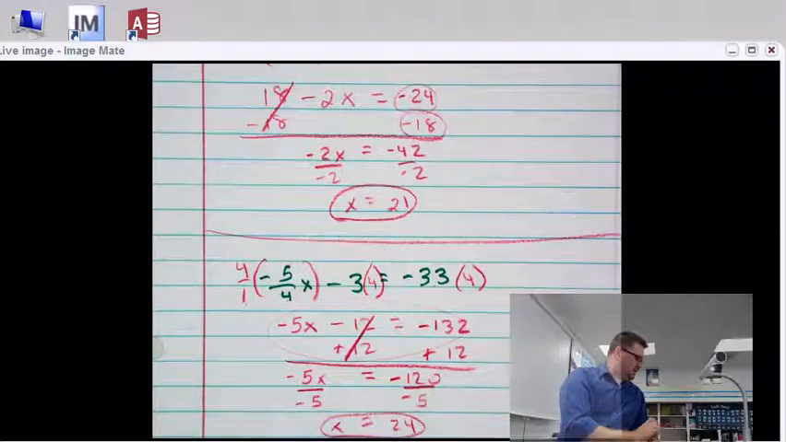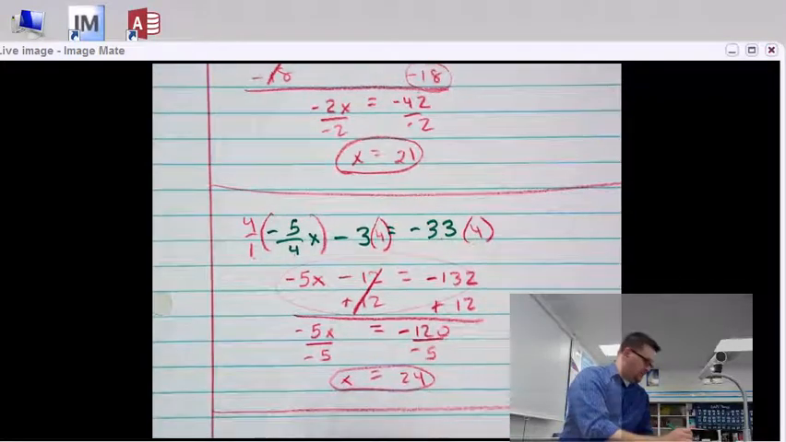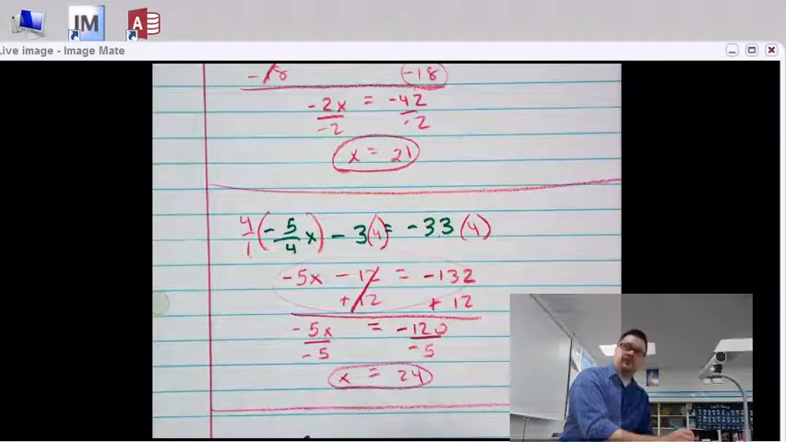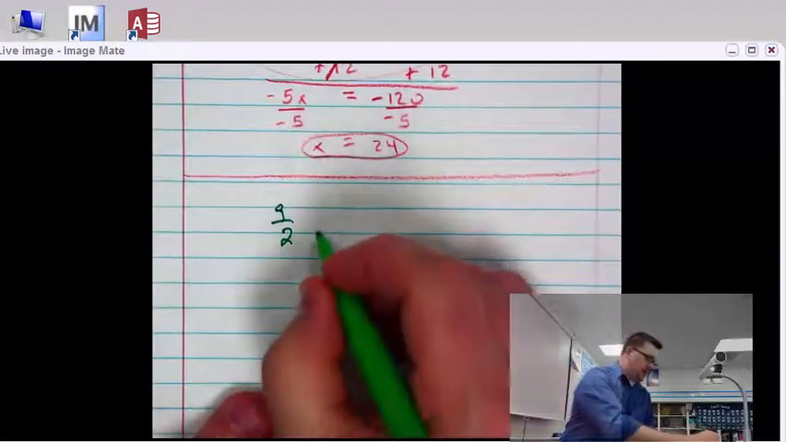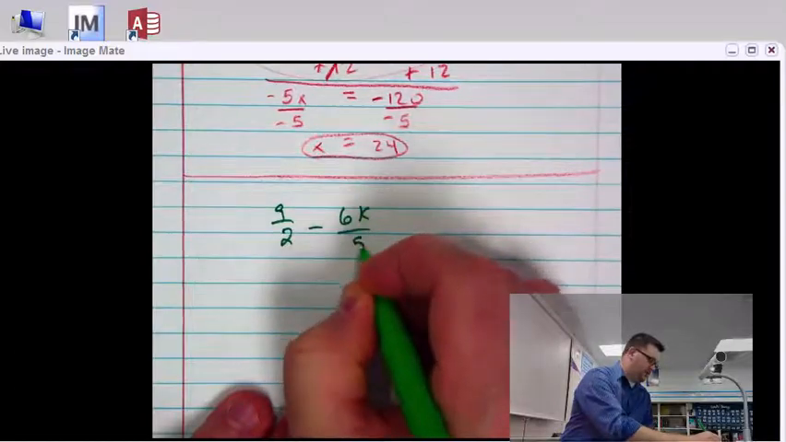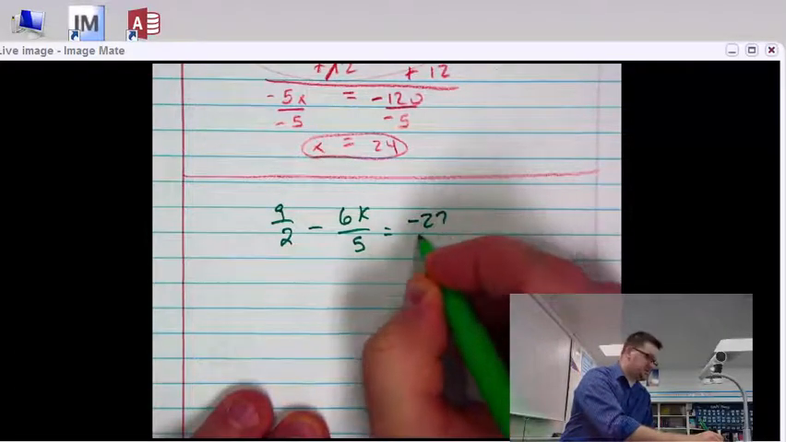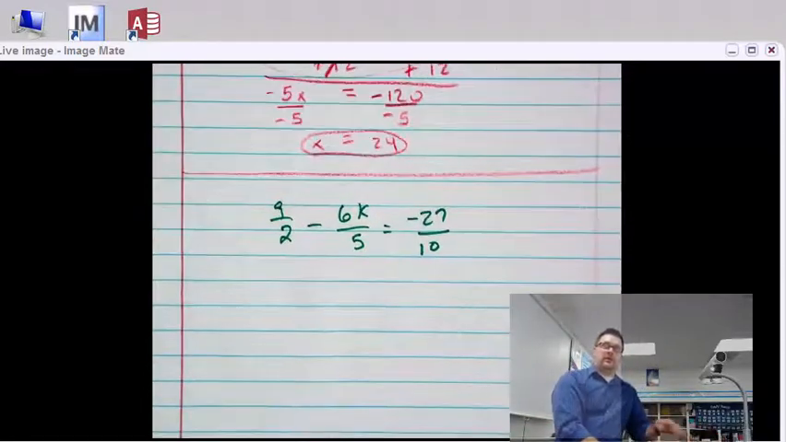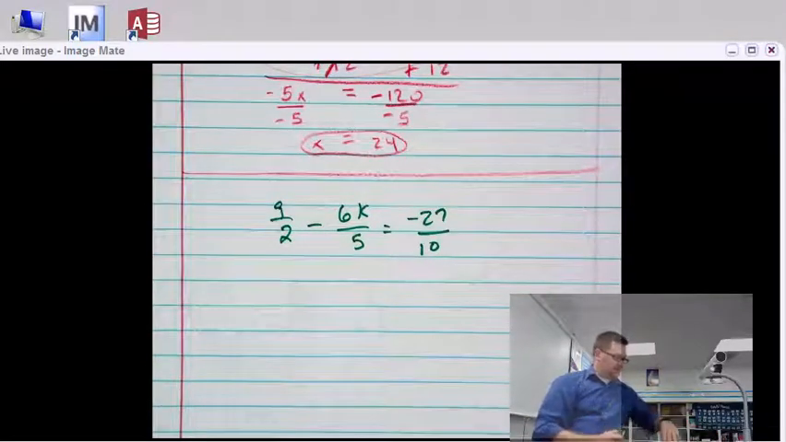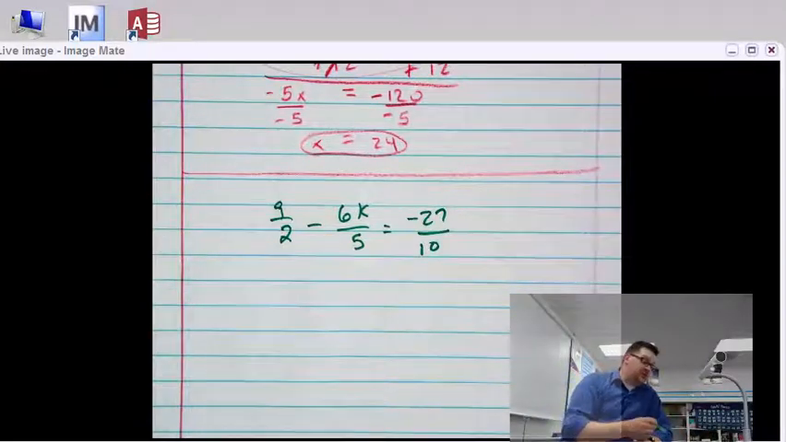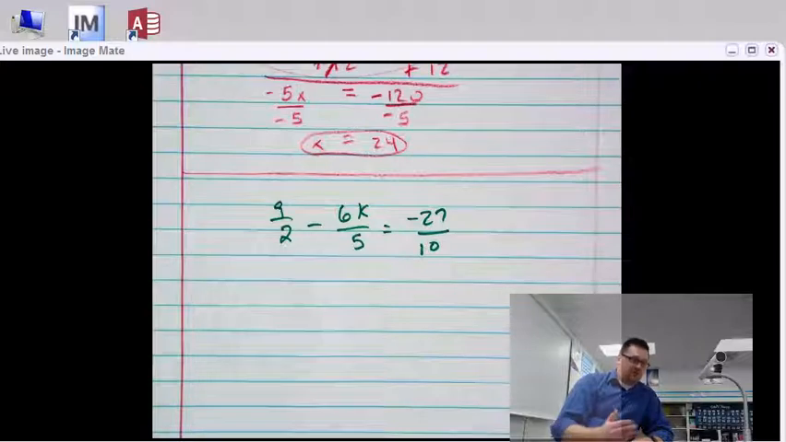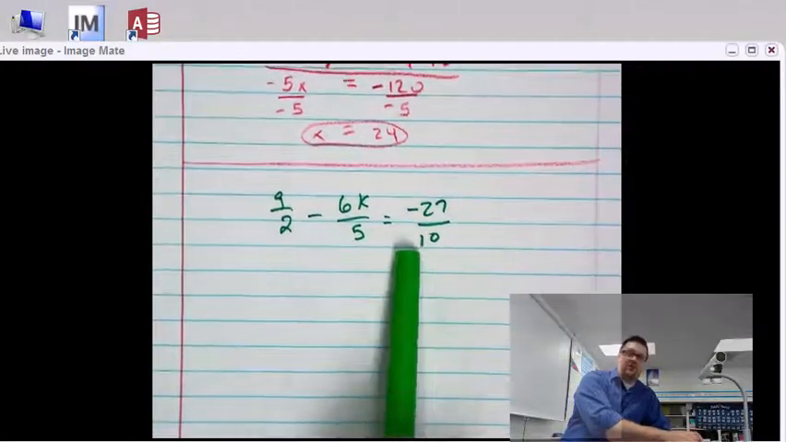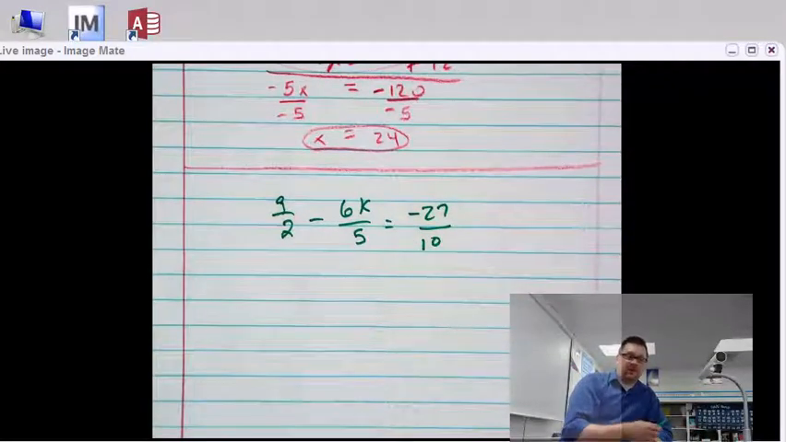Okay? Let's try one more that looks slightly different. If I had 9 over 2 minus 6k over 5 equals -27 over 10. Once again, I look at this and decide why it looks so nasty, and that's because there are not only 3 different fractions, but those fractions all have different denominators. So I'm going to think about what I know about fractions. Usually when I have to do stuff with fractions, I need common denominators. What would the common denominator here be? You're right, it would be 10.